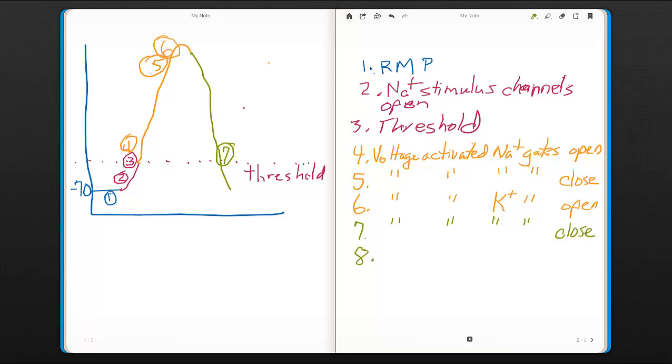And we'll hit step 8. I'll go ahead and keep it at green, and we'll descend under the resting membrane potential, and then eventually rise and get back to resting membrane potential. So step 8 is the part of the action potential called undershoot.